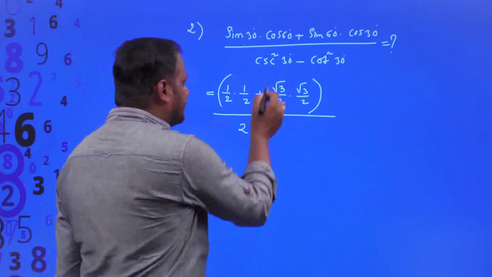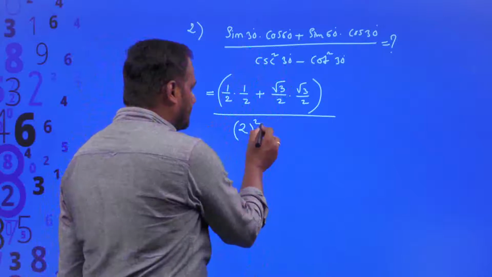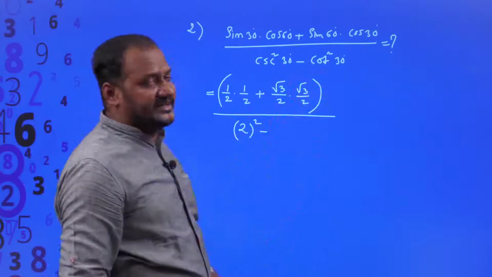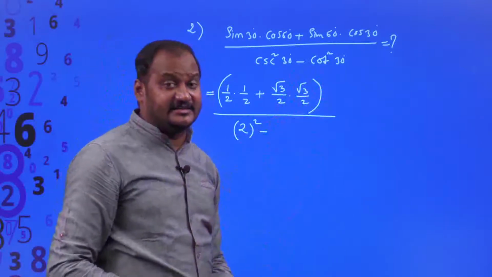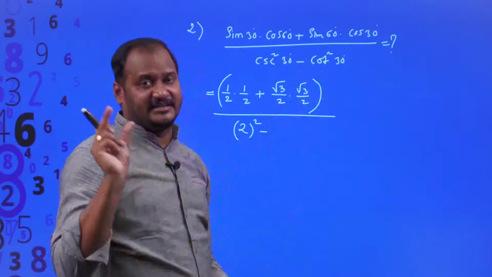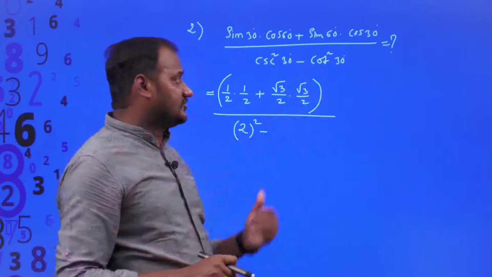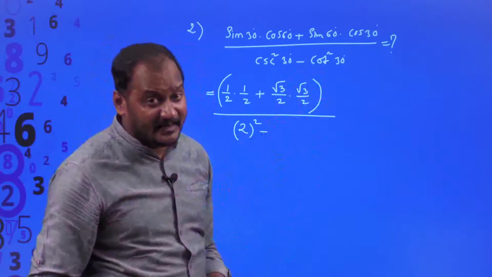But it is cosecant square 30, right? So 2 whole square minus cot square 30. Cot 30 is the reciprocal of tan 30. Tan 30 is equal to 1 by root 3. So cot 30 is going to be root 3.